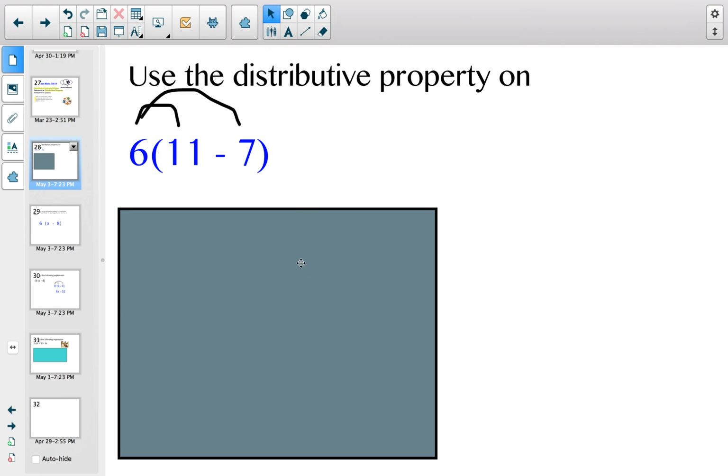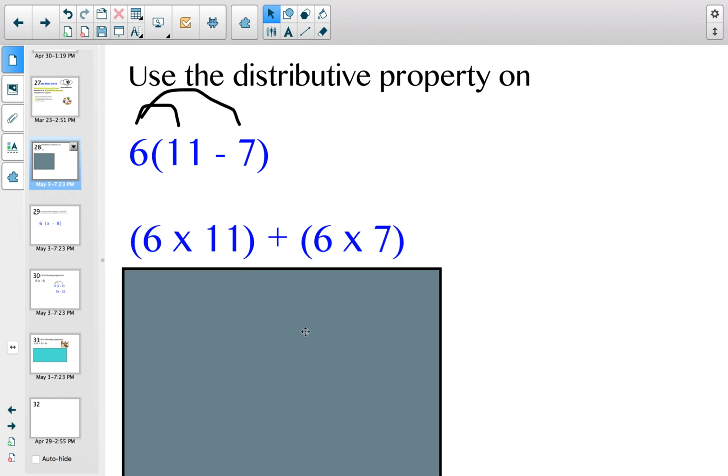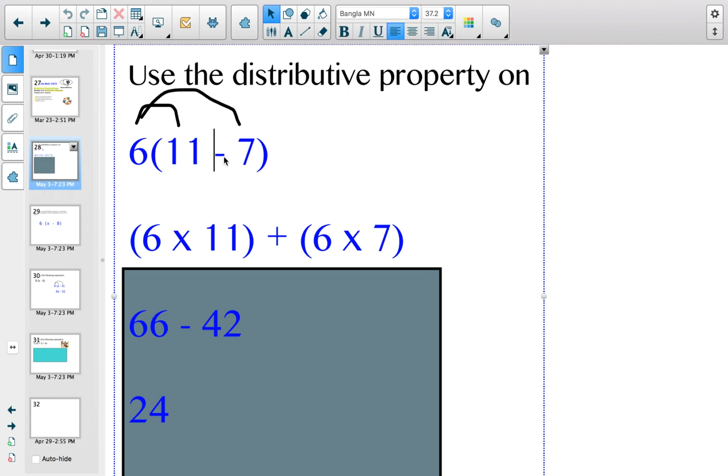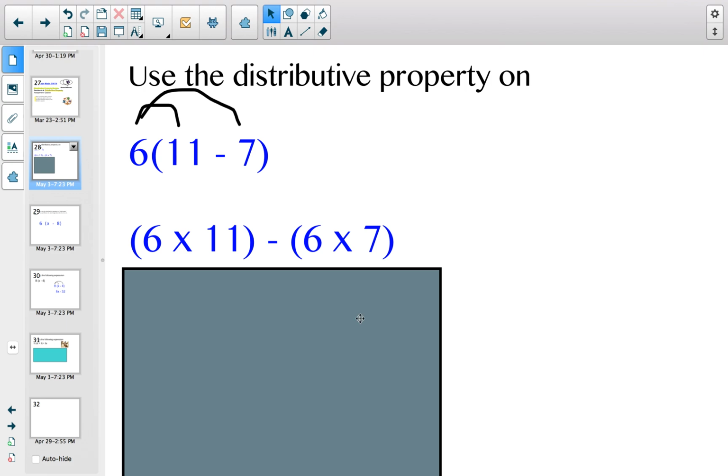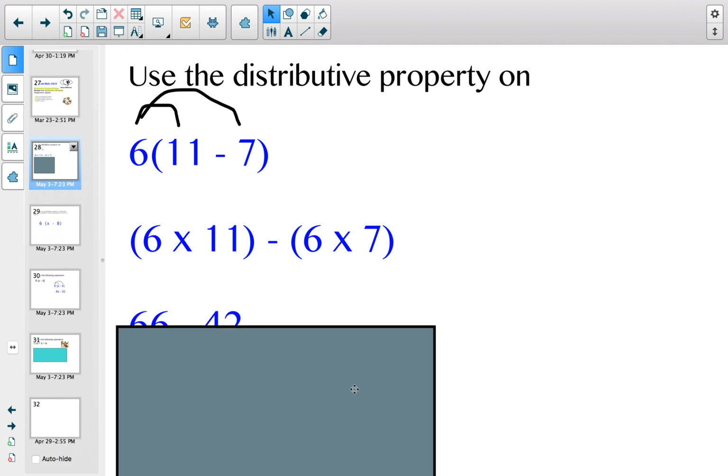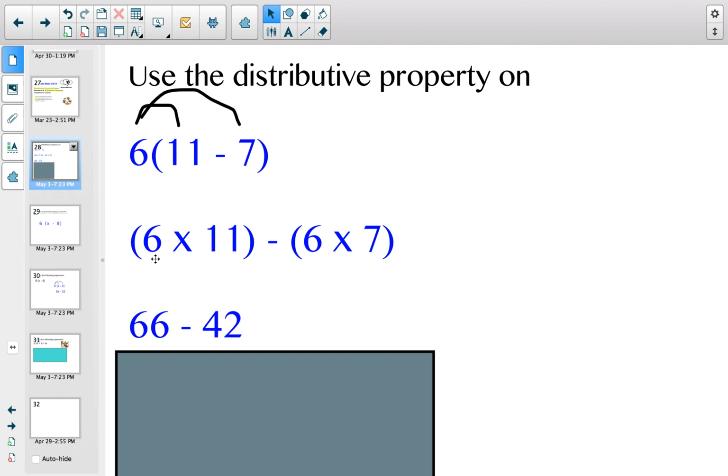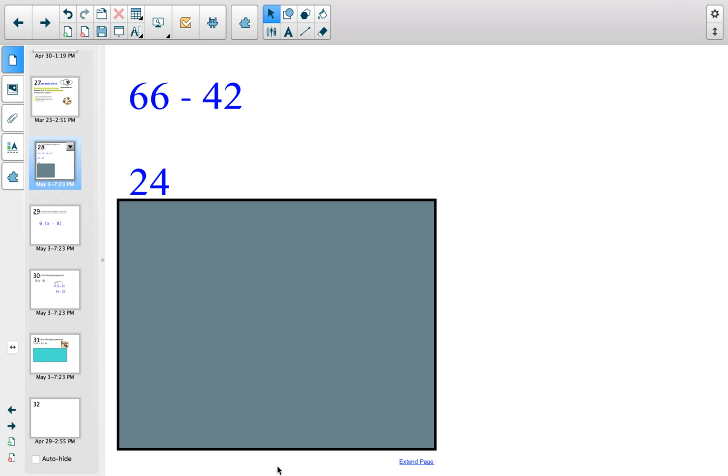So we would do 6 times 11 plus, or in this situation, it'd have to be minus. My bad. So we would do 6 times 11 minus 6 times 7. We would get then 66 right here, and then 42 right here. Well, now this becomes 66 minus 42, and if we did that, we would get 24 for our answer.